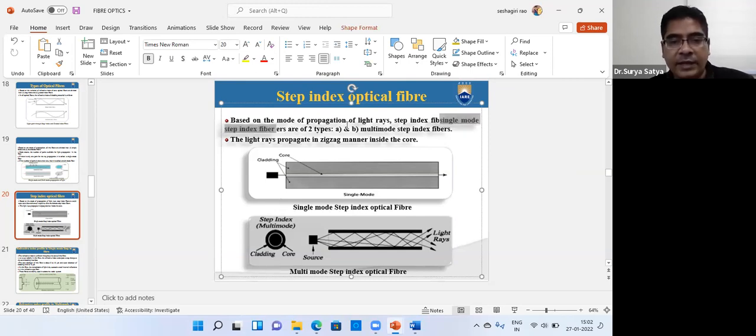Okay, the light rays propagate in a zigzag manner inside the core. Inside the core, if the light rays propagate in a zigzag manner, this figure is called a single mode step index fiber, and this is the multi mode step index fiber. In multi mode, see how the light rays are internally reflected inside.